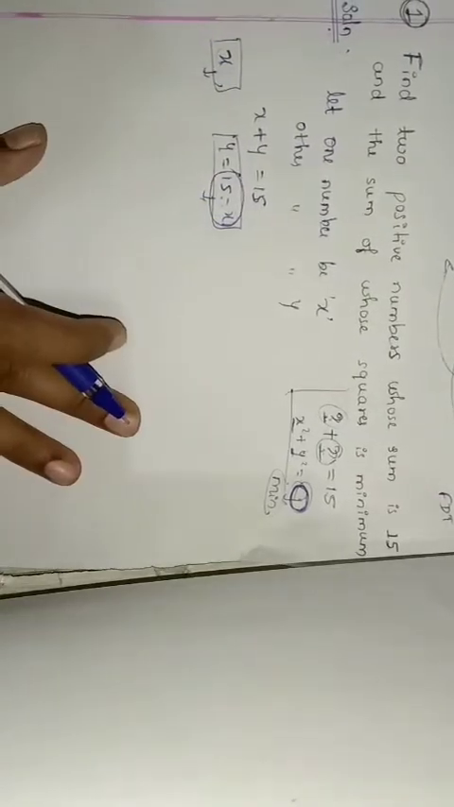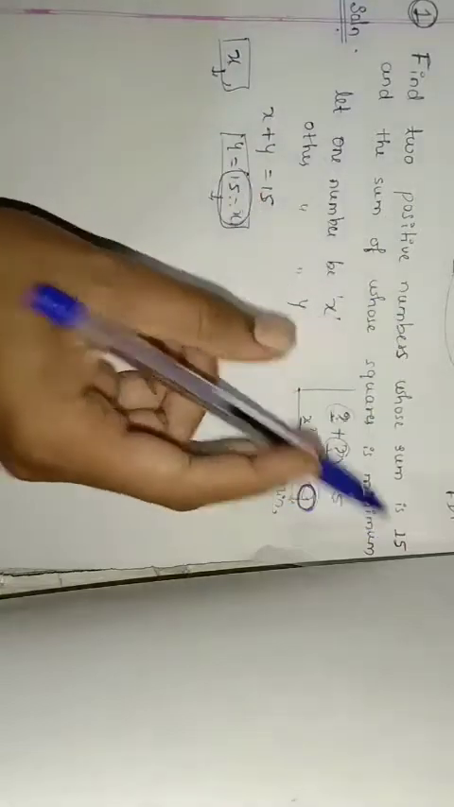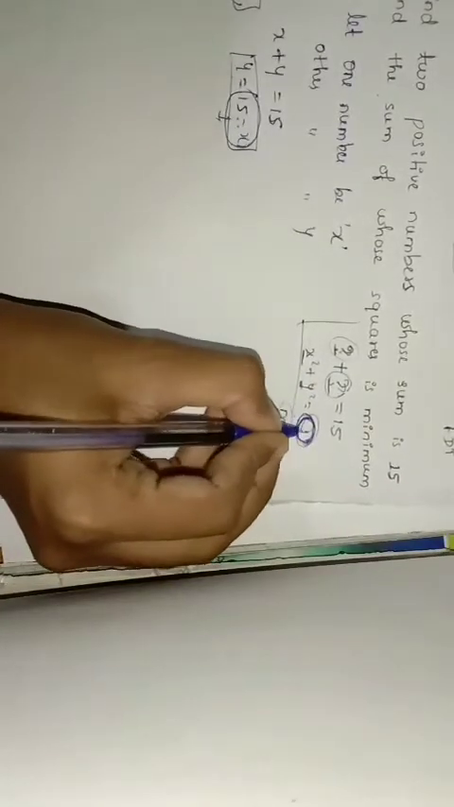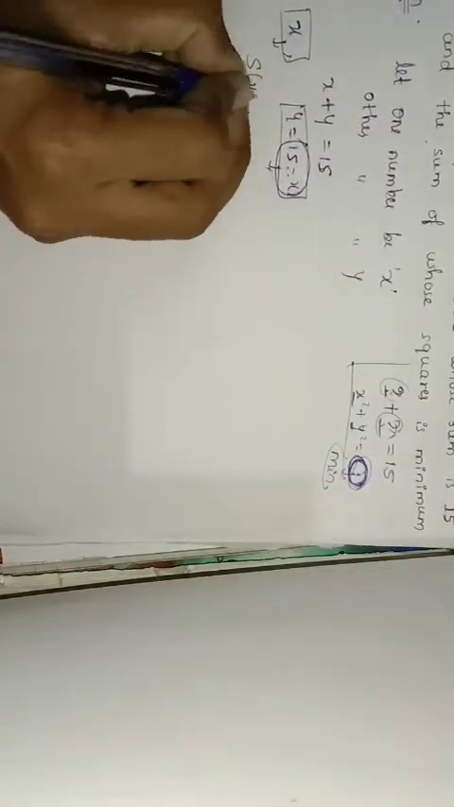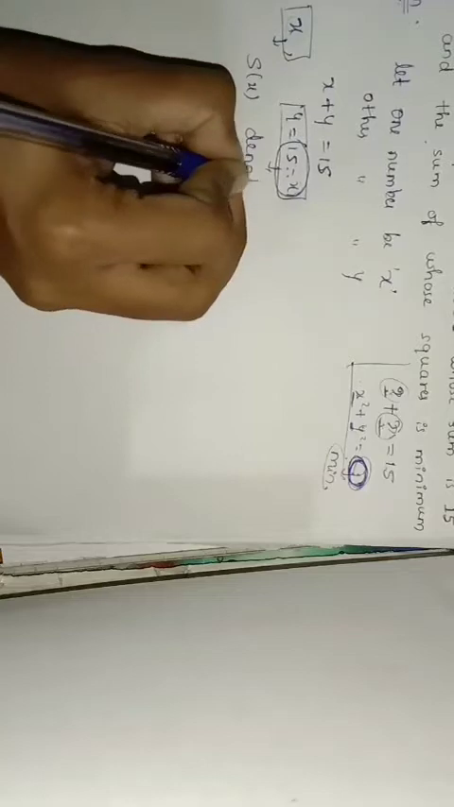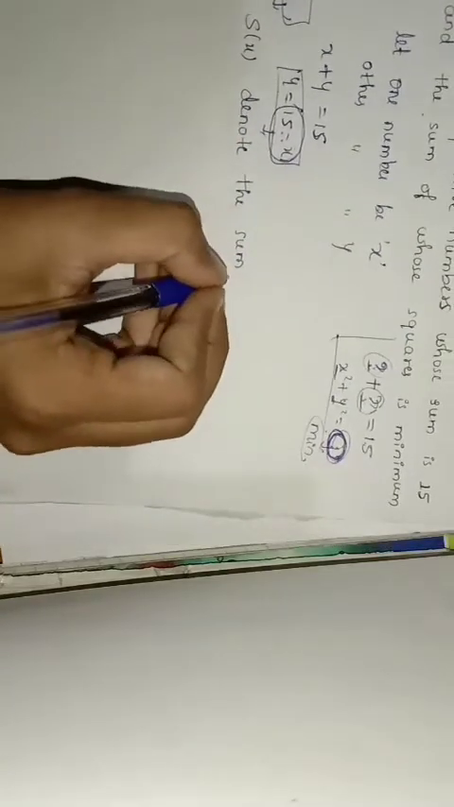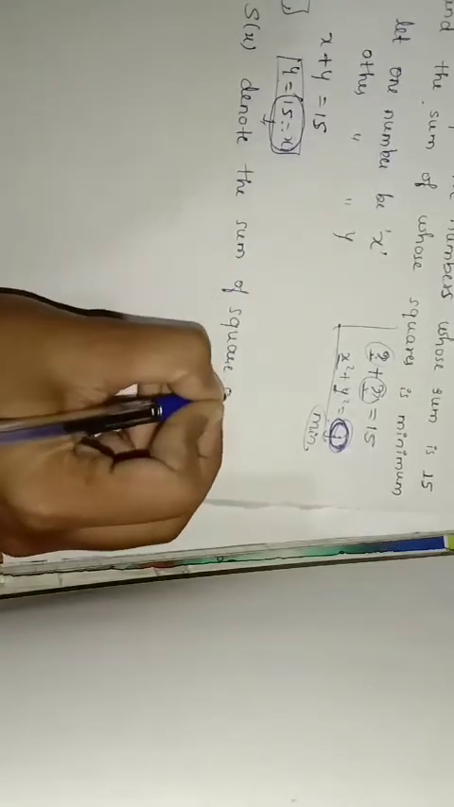So to find out this x, so what I will do here is, we got two numbers. Okay, find two positive numbers whose sum is 15 I got, and also we have the sum of whose squares is minimum. Okay, s of x I will take this. So s of x denotes the sum of squares of the numbers. So what is this s of x? S of x denotes the sum of squares of the numbers.